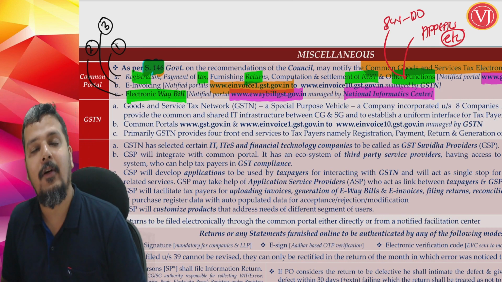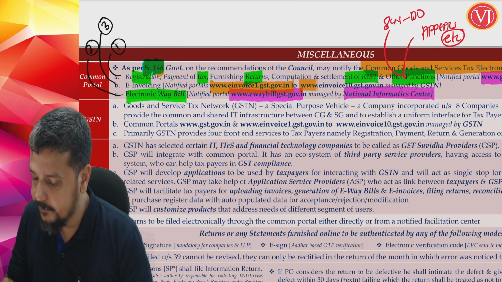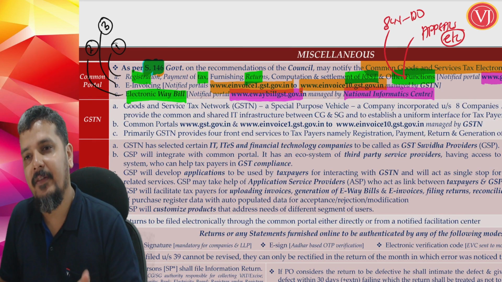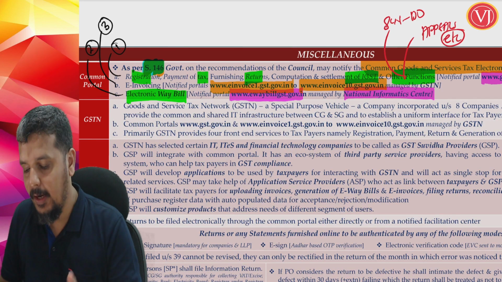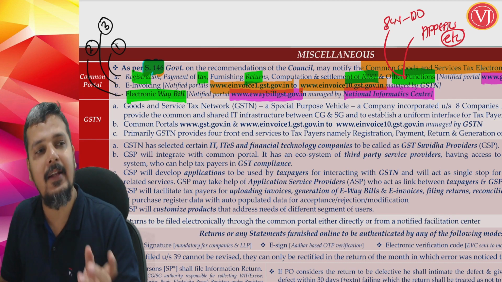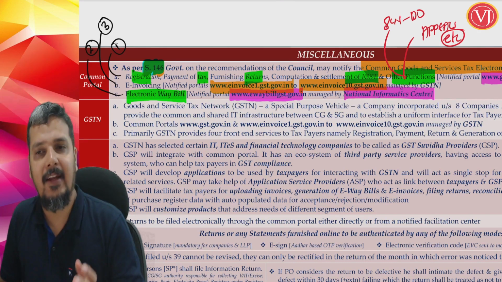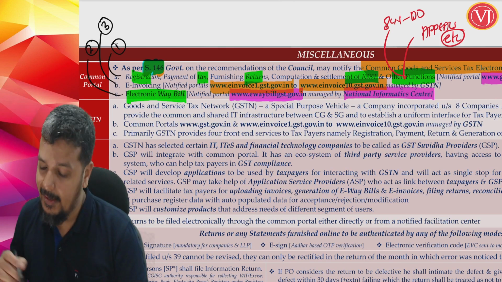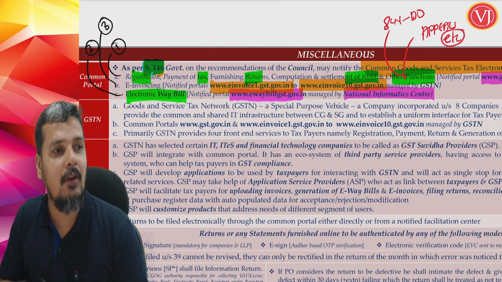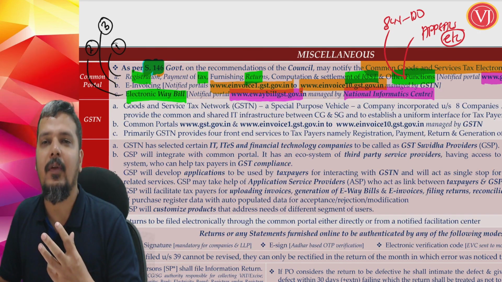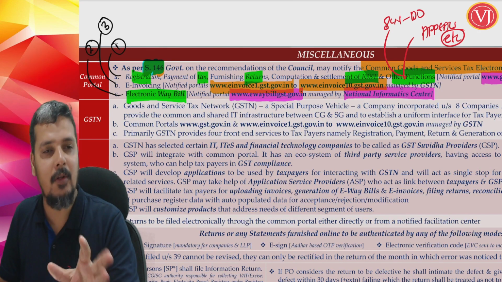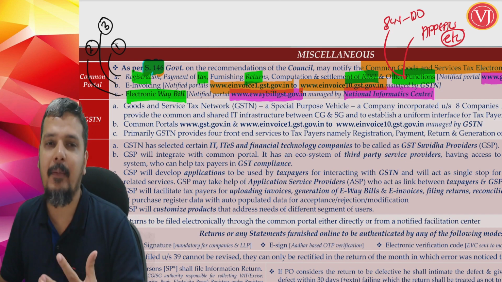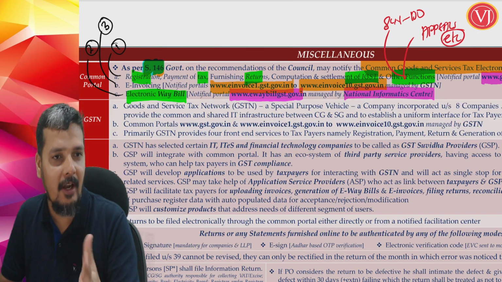www.einvoice1.gst.gov.in. For e-invoice, how many portals do they have? 10. Starting from www.einvoice1.gst.gov.in till the number 10. Finally, you'll have www.einvoice10.gst.gov.in. Understand that if you want to directly generate e-invoice, we'll go to the first portal. The balance 9 portals, normally, if you log into those sites, you will not get anything.